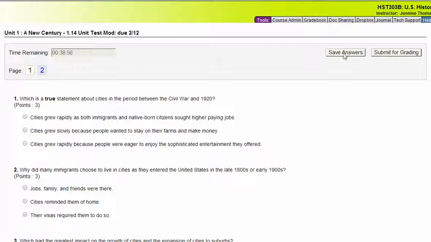So save answers as you go. Make sure you're writing your answers down as you go on a piece of paper. Keep it in a notebook or a binder, and then click submit for grading. You should do this for checkpoints and quizzes as well. All right, let's get started on your test.